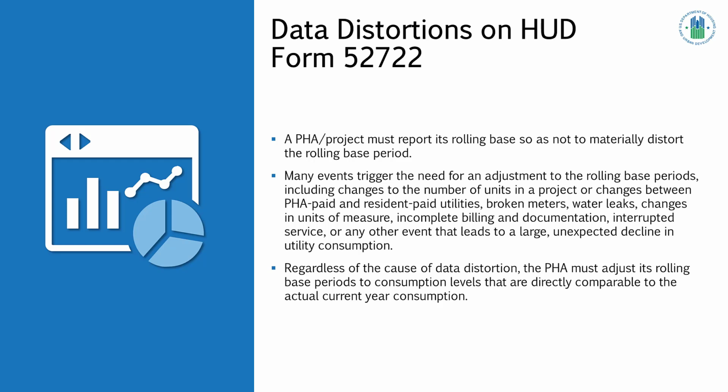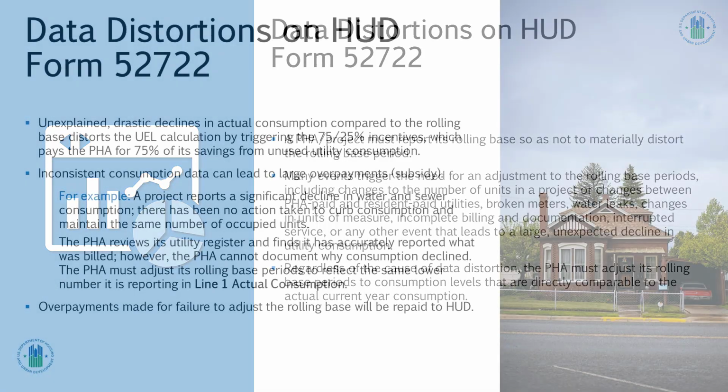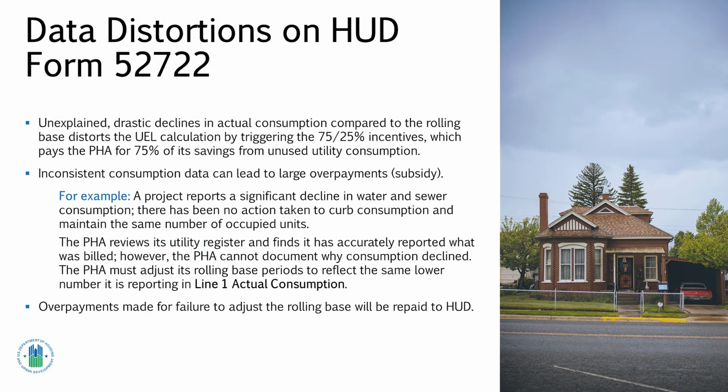So they want to make sure if there are material consumption differences, they want to know why. There has to be a reason why. If there are unexplained declines, this is where HUD gets very nervous. Because if you remember, if the reporting period declines significantly compared to the 3-year rolling base, the authority gets 75% of the difference. So they don't want to overpay any PHA, because if there is an overpayment, HUD will get that repaid back to the PHA. And they have to make sure the data is accurate.